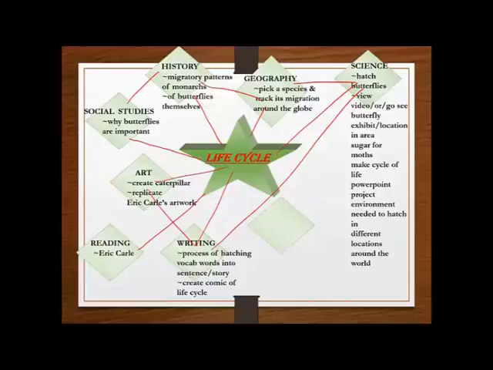All right, the final study we'll look at is math. And in math, we're going to count all things eaten in Eric Carle's book. We'll count the days of a cycle. We'll look at that as the number of butterfly types, and we can do addition and subtraction with that as well. Our math is also going to connect to our geography and our science.